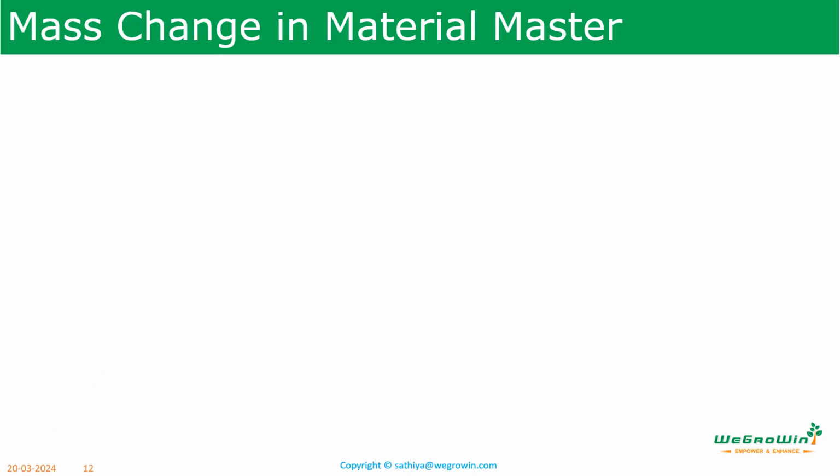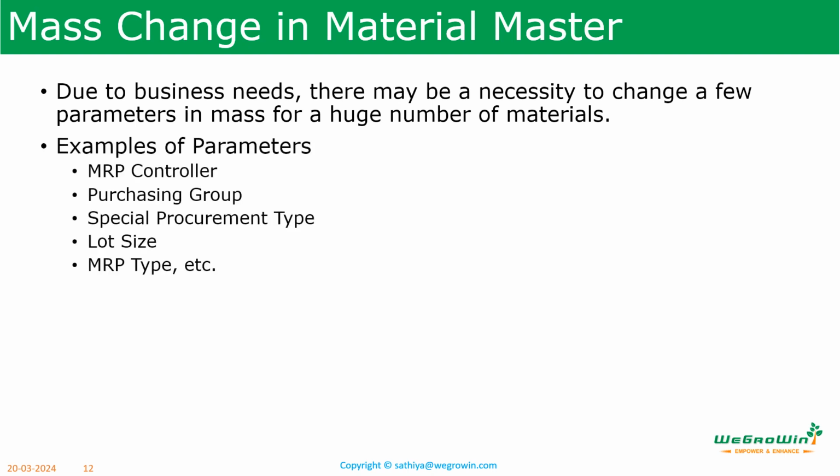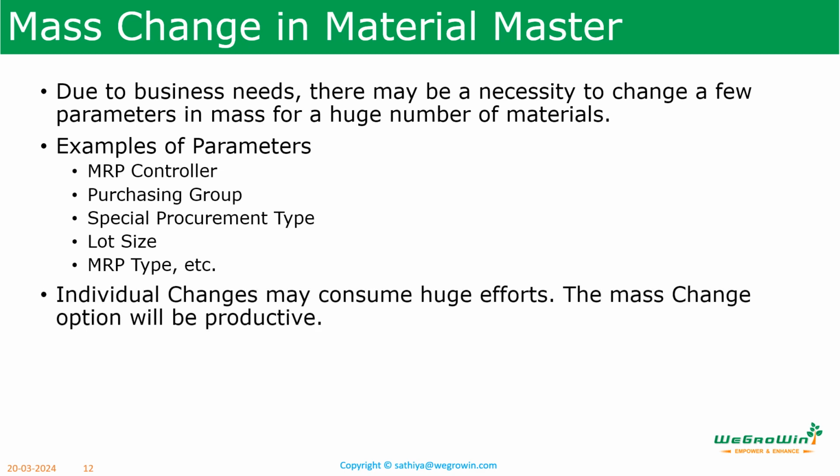Then we will discuss the mass change or mass maintenance of the parameters in a material master. Due to business reasons, it may be necessary to change a few parameters in mass for a huge number of materials. Examples of the parameters are MRP controller, purchasing group, because the person responsible for a material might have changed, the buyer might have changed, the procurement type might have changed, the lot size may be required to change. Like this, there may be various changes. So individually going and changing one by one may take huge effort. The mass change option will be very productive in this case.